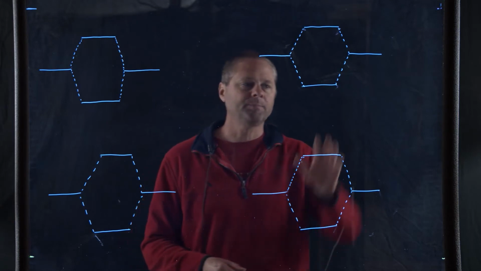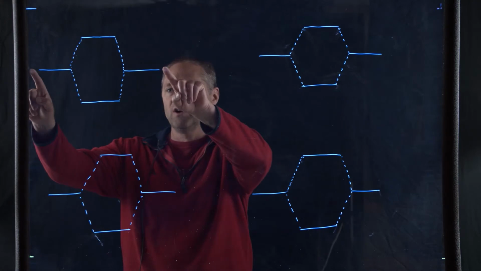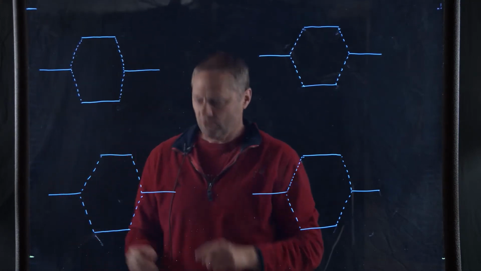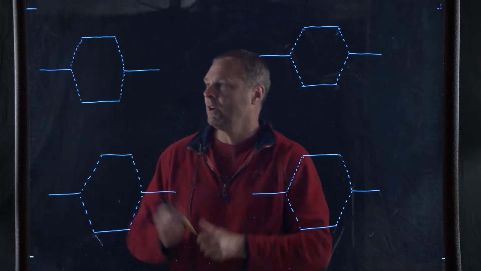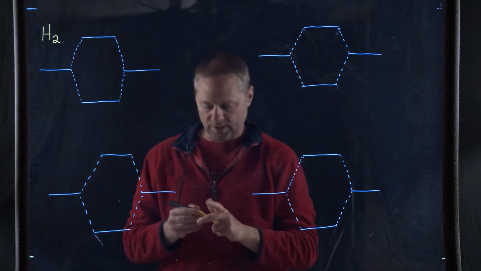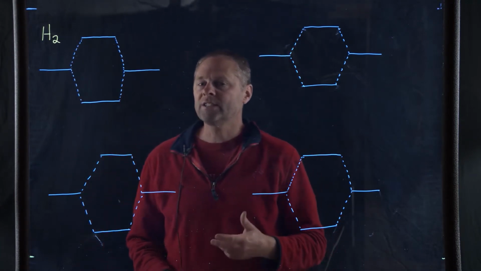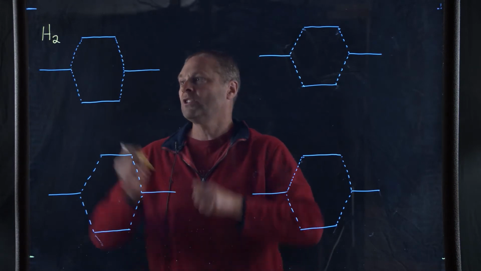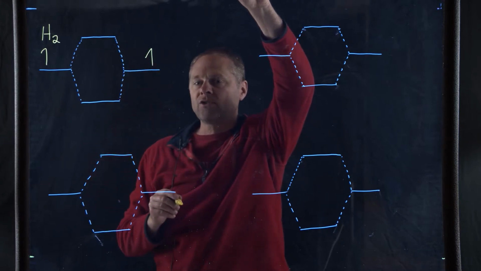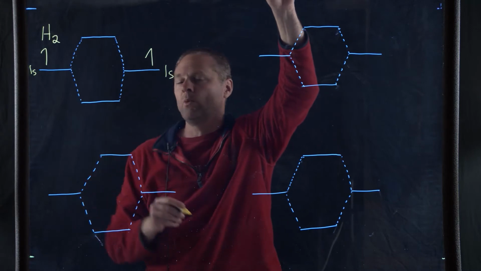bit more complicated. The idea behind molecular orbital theory is that atomic orbitals mix to make molecular orbitals. So for instance, for the first example we'll look at hydrogen. We're going to use H2 as the first example. Now, if you look at the electron configuration for hydrogen, it's going to be 1s1. So each hydrogen atom is going to put an electron into the 1s orbital.